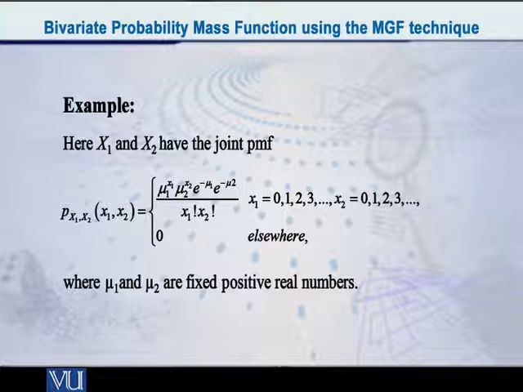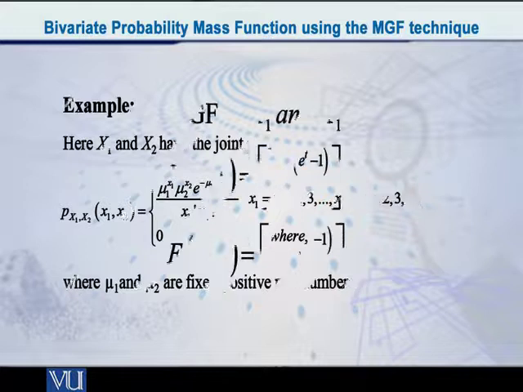तो ये अगर इन दोनों को आपने मल्टीप्लाई करके ये बाइवेरिएट PMF कंस्ट्रक्ट किया है, तो that means that we are actually dealing with that bivariate distribution, which has come about in that situation where we have two independent Poisson random variables. So by multiplying them, we get the joint PMF.